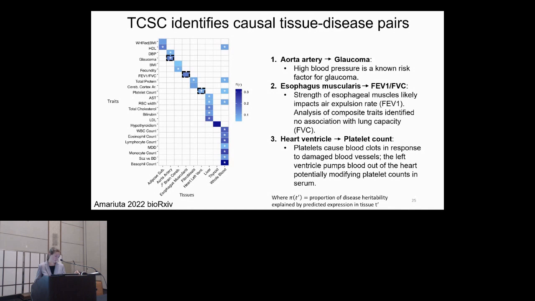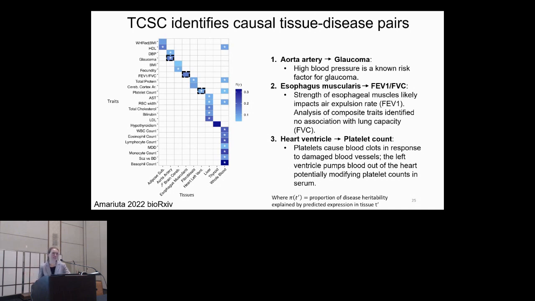I don't think it made it onto here because we also looked at systolic blood pressure, but because they're highly genetically correlated and we wanted to look at only independent summary statistics, we removed it. But I do recall that systolic blood pressure also had heart as a causal tissue that was identified.